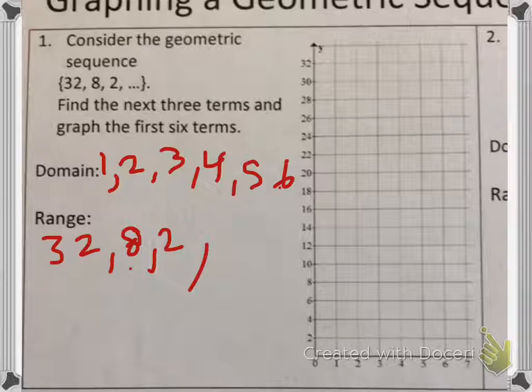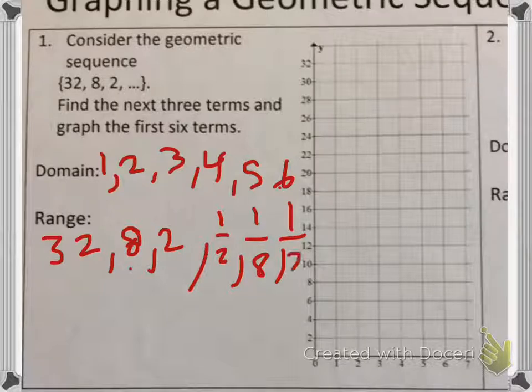I divided by 4. How do I get from 2 to the next number? I divide by 4. So I would get 1/2. I would divide by 4 again, or times by 1/4, and I would get 1/8. I would divide by 4 again, or times by 1/4 again, and get 1/32. And I would keep going on that.